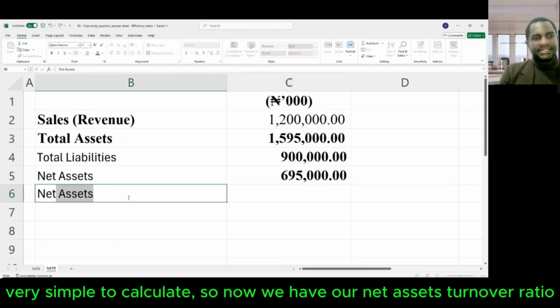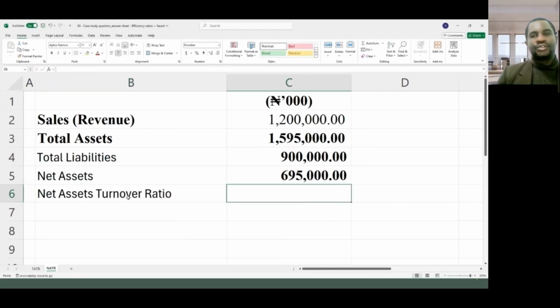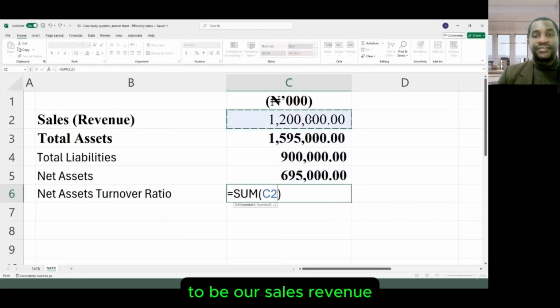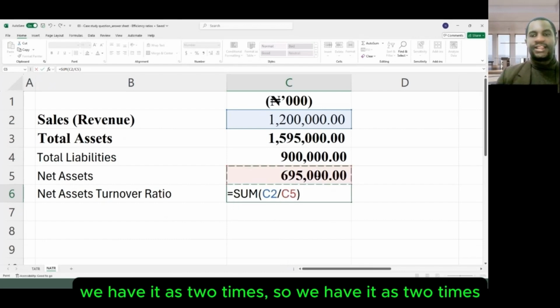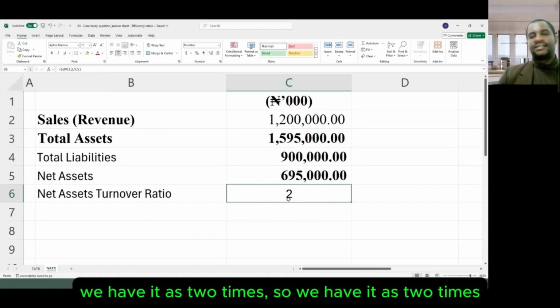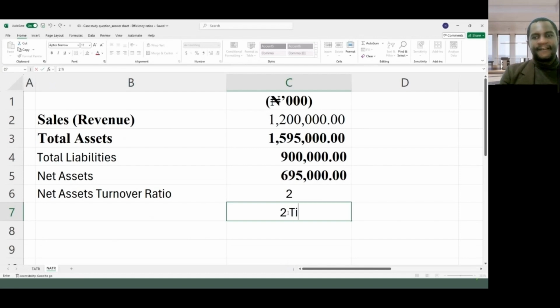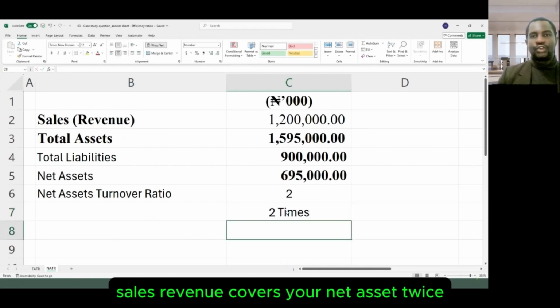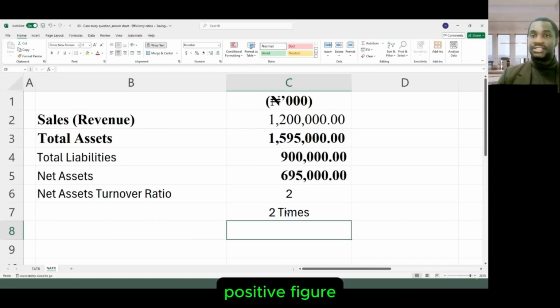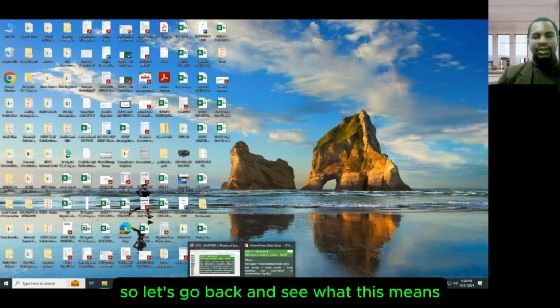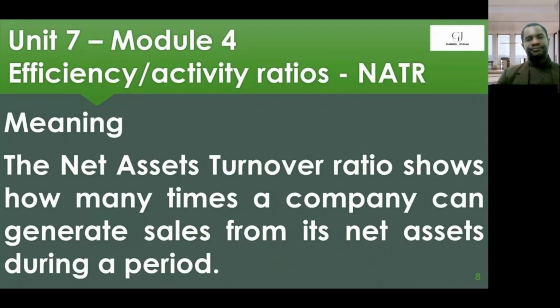So now we have our net assets turnover ratio to be our sales revenue divided by our net assets. Very simple. We have it as 2 times. Sales revenue covers your net asset twice, which in my opinion is good. Positive figure. So let's go back and see what this means.